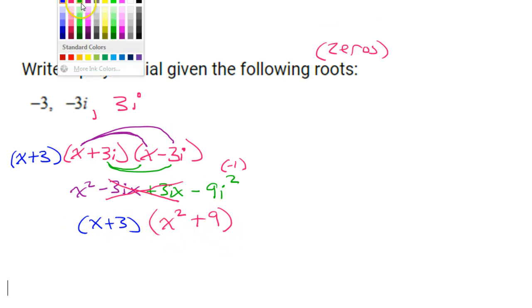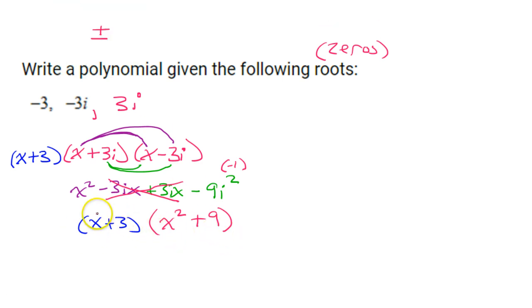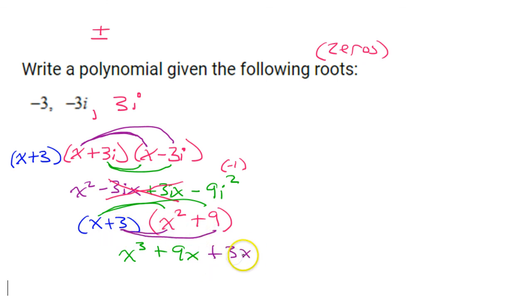So once again, I am going to do the double distributive property. Okay, so first I will distribute the x. X times x squared is going to be x to the third power. X times 9 is 9x. Now I distribute the 3. 3 times x squared is 3x squared. 3 times 9 is 27.